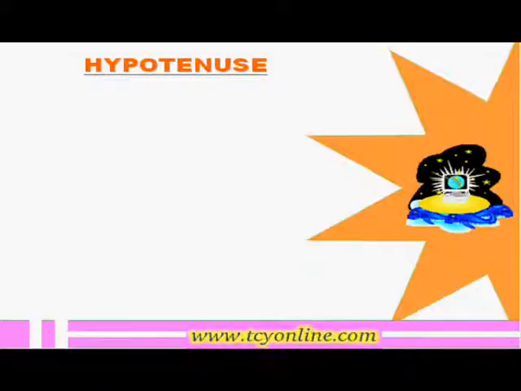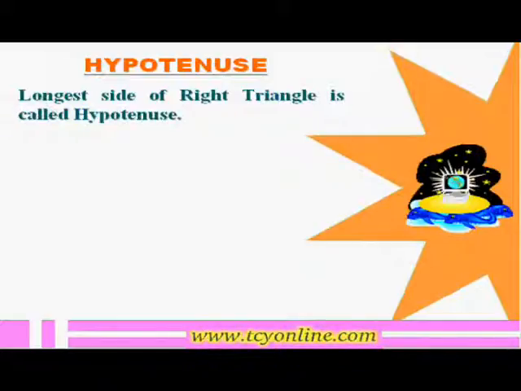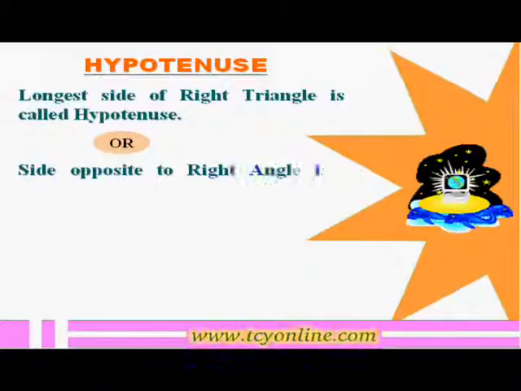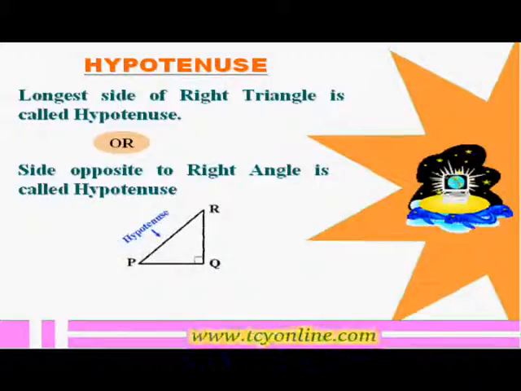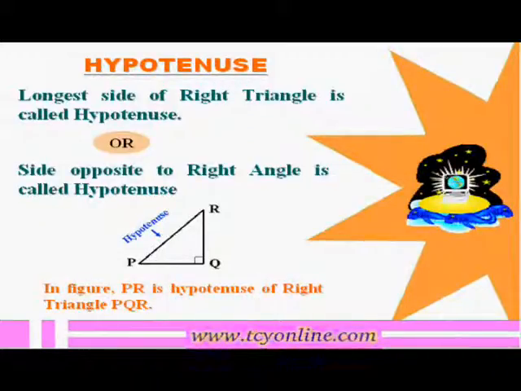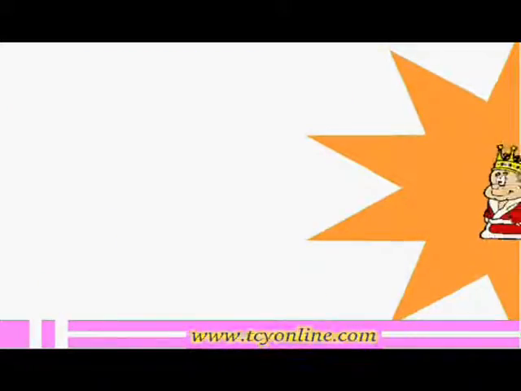We all know that a triangle has three sides. Let us learn about a side of any right triangle called the hypotenuse. The hypotenuse is the longest side of a right triangle, or we can say the side opposite to the right angle is called the hypotenuse. In right triangle PQR, side PR is the longest one and it is opposite to the right angle. Therefore, PR is the hypotenuse in right triangle PQR.